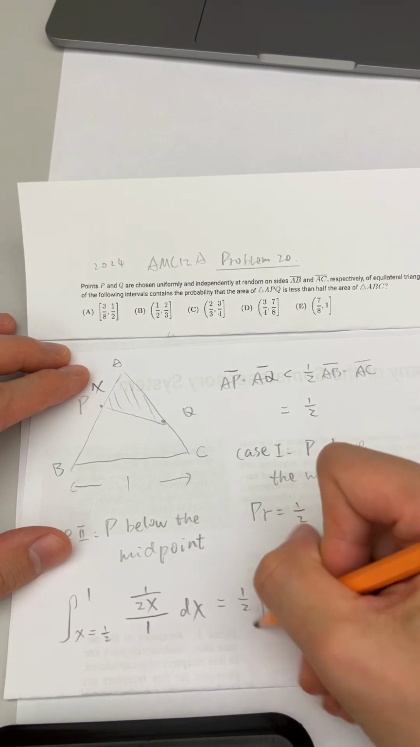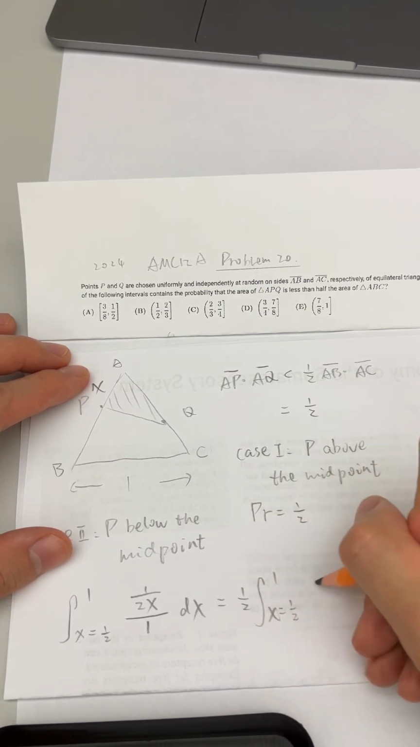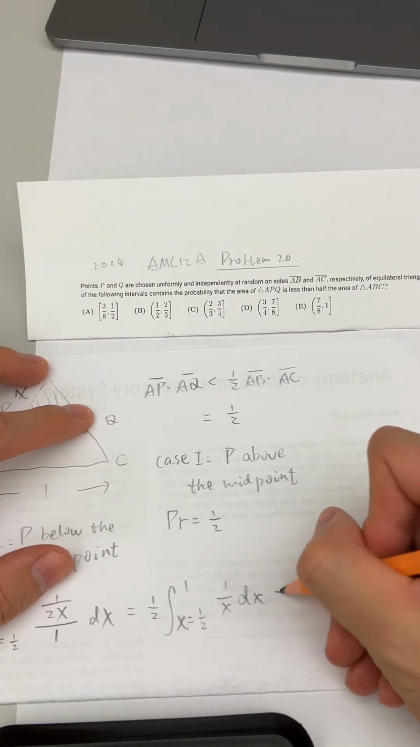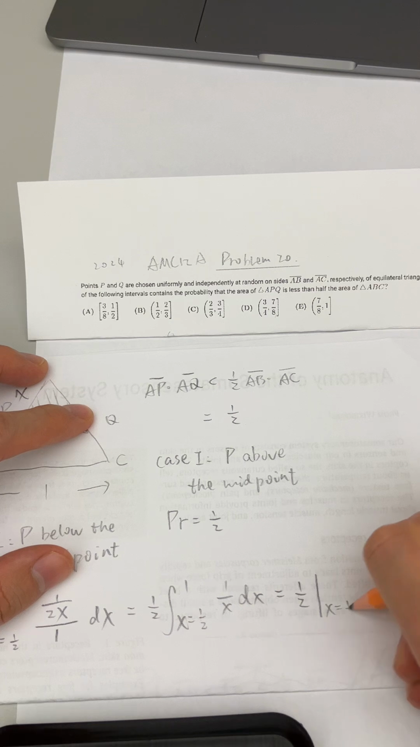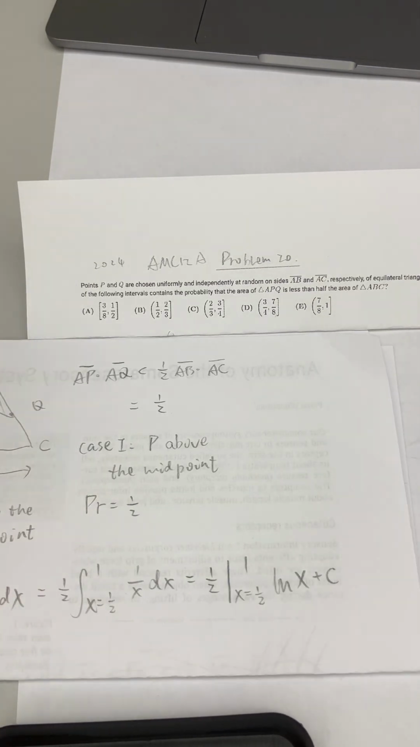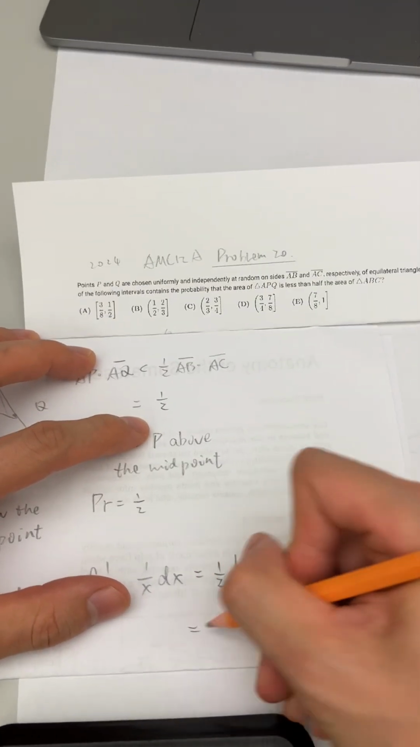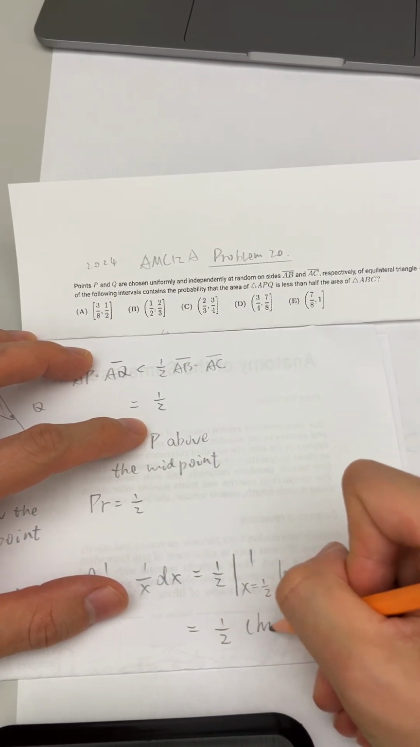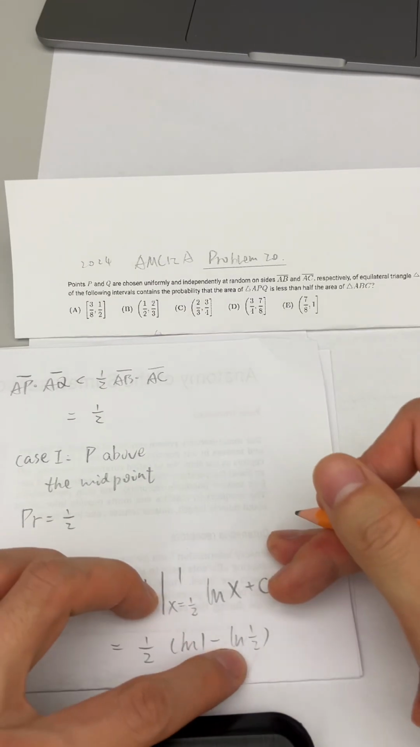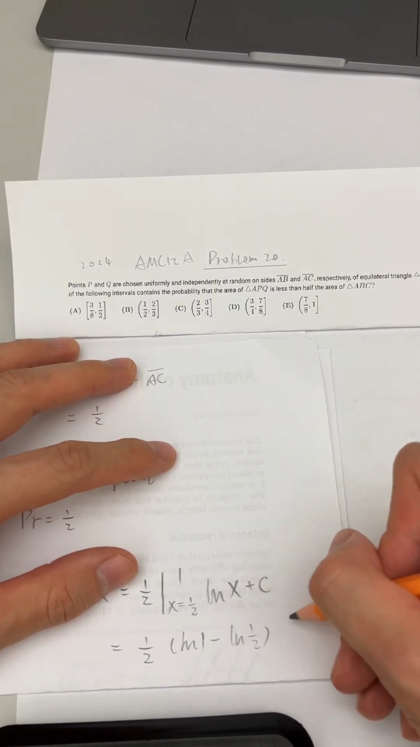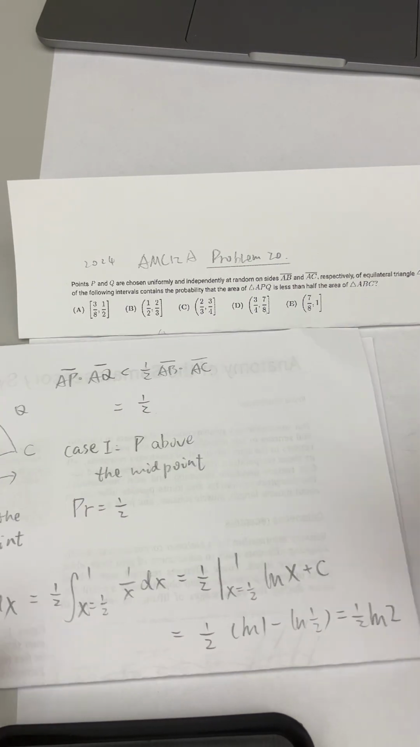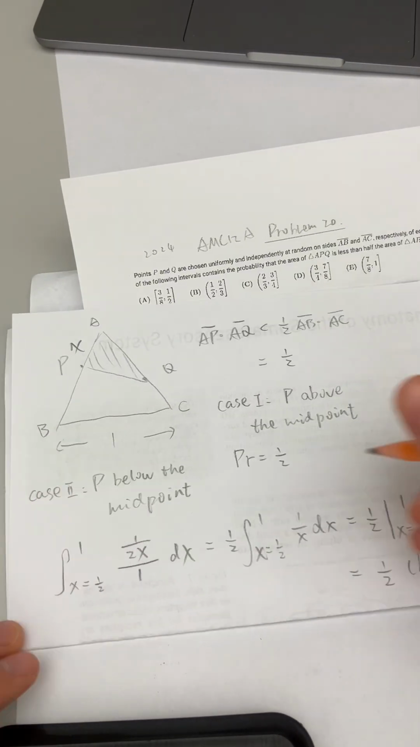It is a half, from half to 1, of 1 over x dx. And then it is something like this. And then you're going to find the difference, which is a half. The first part is 0, and the second part can be reversed. So it is just a half ln 2, and that's it. So this is the probability for case 2.